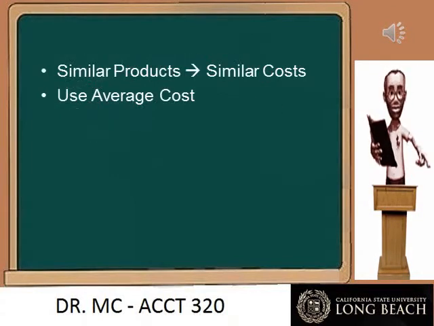When all of a firm's goods are the same, then the cost of those goods should be the same as well. There is no need to keep track of the labor, materials and overhead that go into each good produced. The firm just uses the average cost to produce a unit as the cost for all of the units.